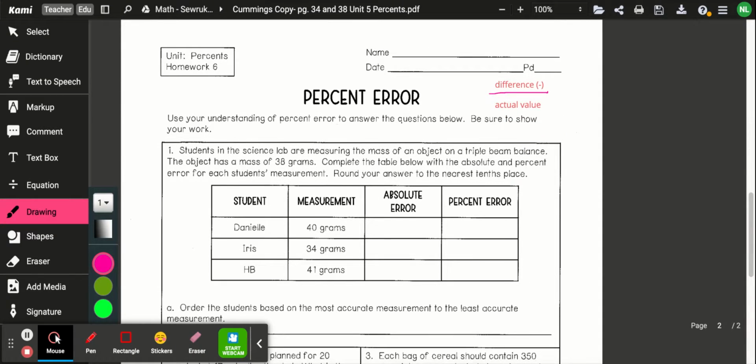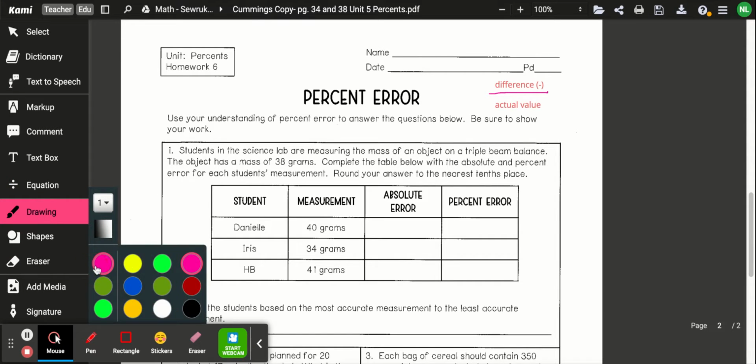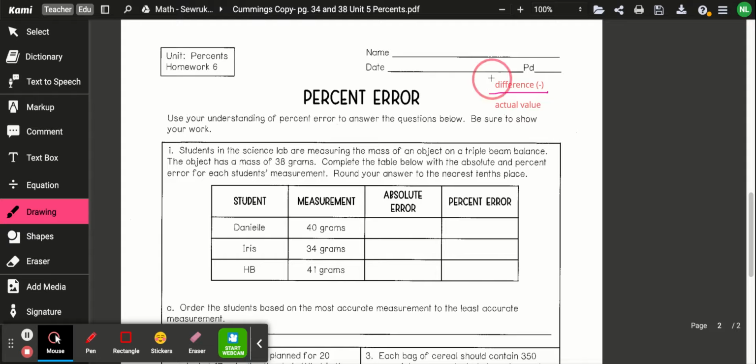I will now help you with page 38, which we're doing percent error. Remember, if you're doing percent error, it's the absolute value of the difference. So you're subtracting two values and then you're dividing by the actual value and then you are multiplying by 100. This is the formula. If I were you, I would be writing this on my paper right now so I don't forget.